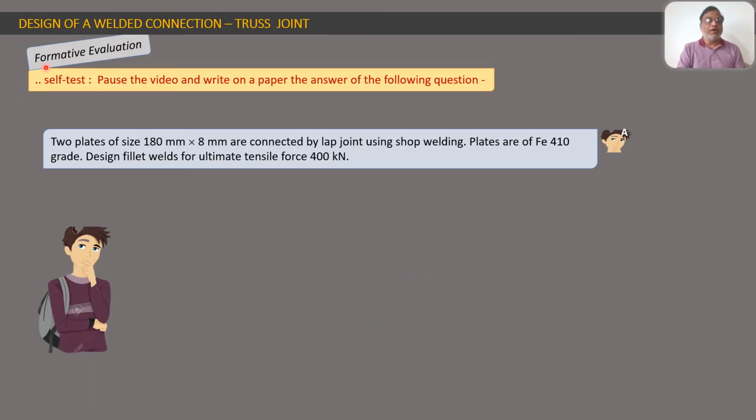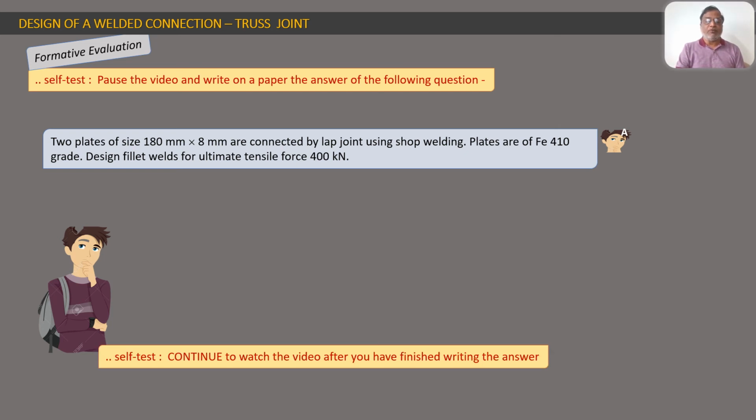Friends, before we close, we have got a formative evaluation self-test. The question for the self-test is: two plates of size 180 mm and 8 mm are connected by a lap joint using shop welding. Plates are of Fe410 grade. Design fillet welds for an ultimate tensile force of 400 kilonewton. This is an application level problem. So do solve this problem by revising whatever we studied in the earlier problem, and after you have completed the problem, we can proceed to the next slide.